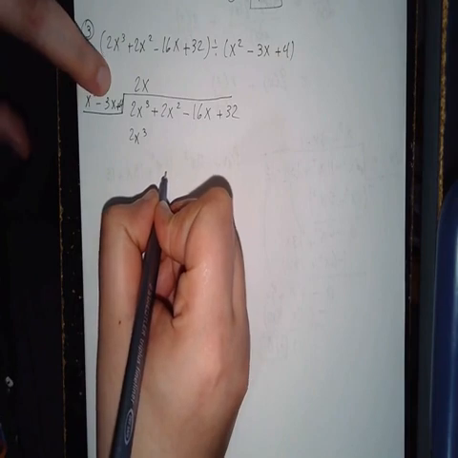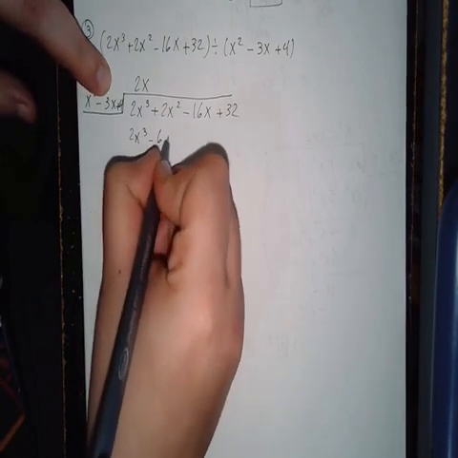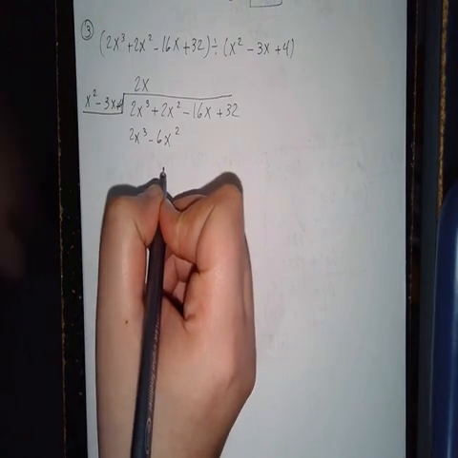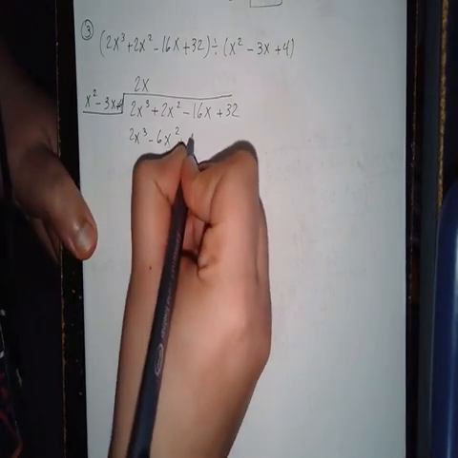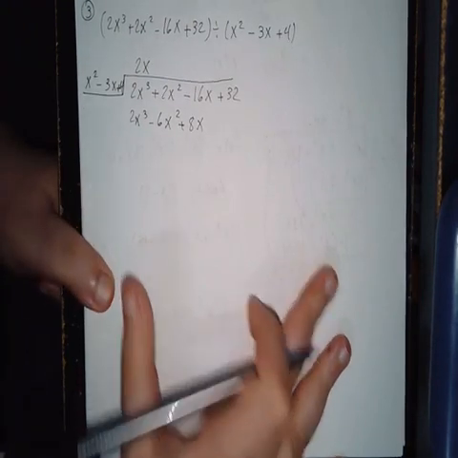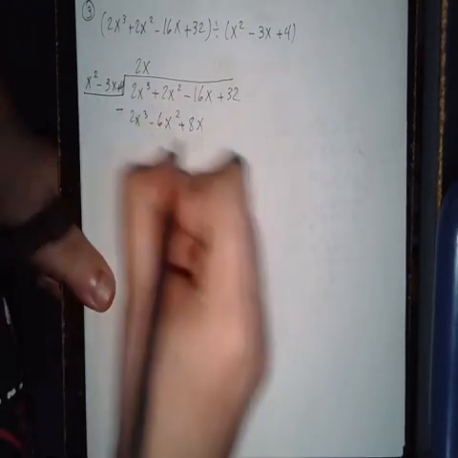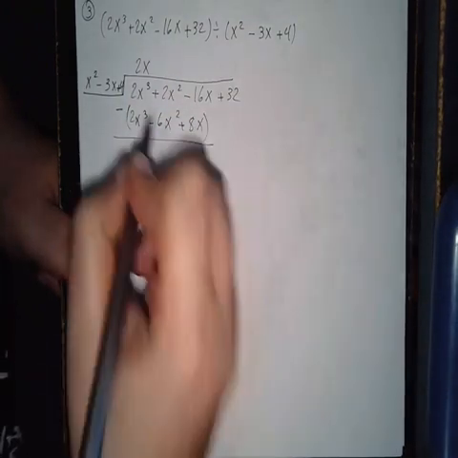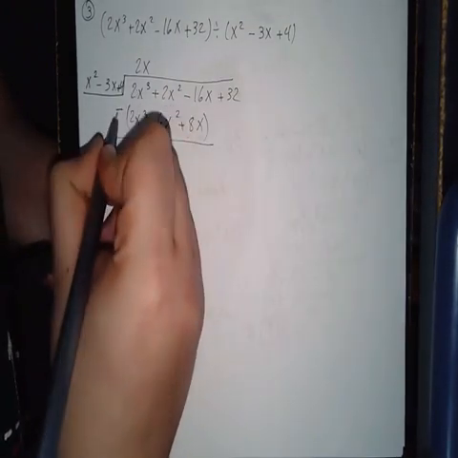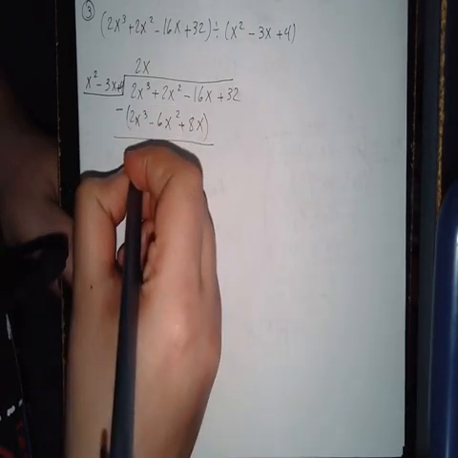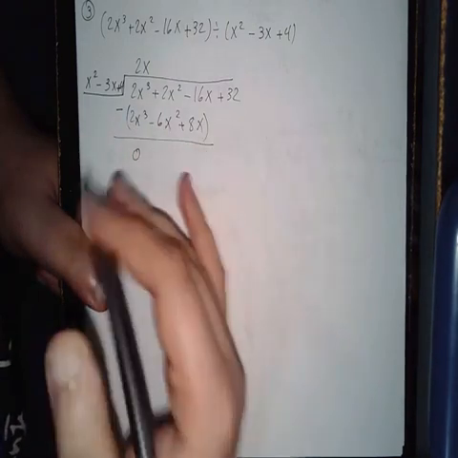2x times negative 3x is going to give you negative 6x squared. And 2x times the 4 is going to give you positive 8x. Yes? So, subtraction, bare parentheses. Alright, so 2x cubed minus 2x cubed gives you 0. This is cubed, that's cubed, they cancel.